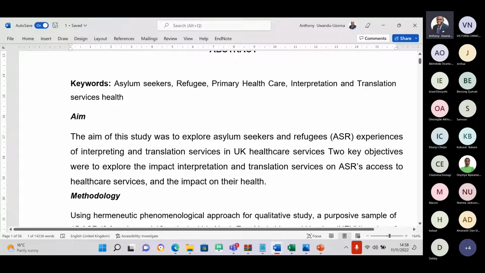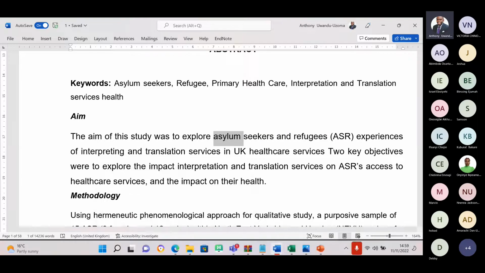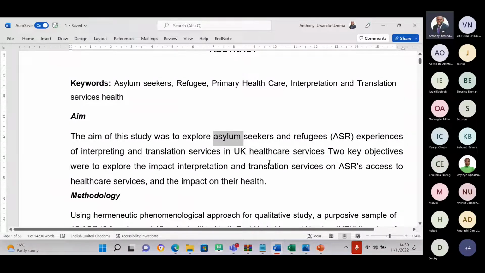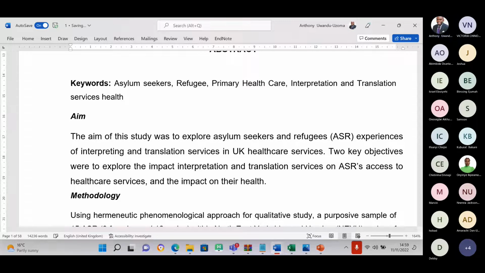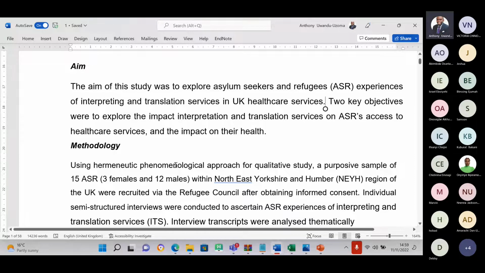Now, this is your aim. Your aim is equal to your topic, the main aim of your research. When you're writing a proposal, your purpose of study is equal to your research topic, just stated in more words. So you can see the aim of this study was to explore asylum seeker and refugee experiences of interpretation services in the UK healthcare services. I replaced primary healthcare with healthcare services. Now, this is my abstract.